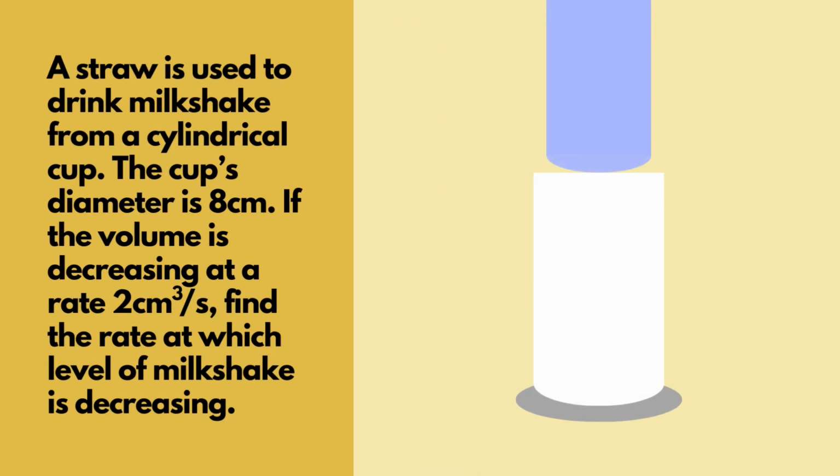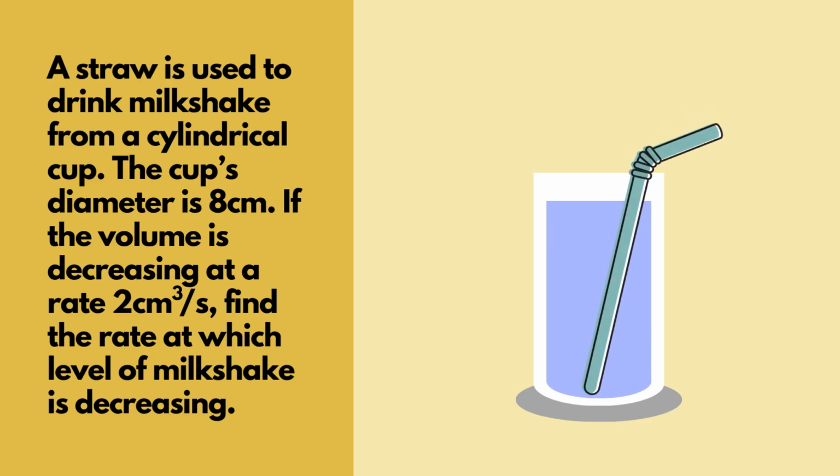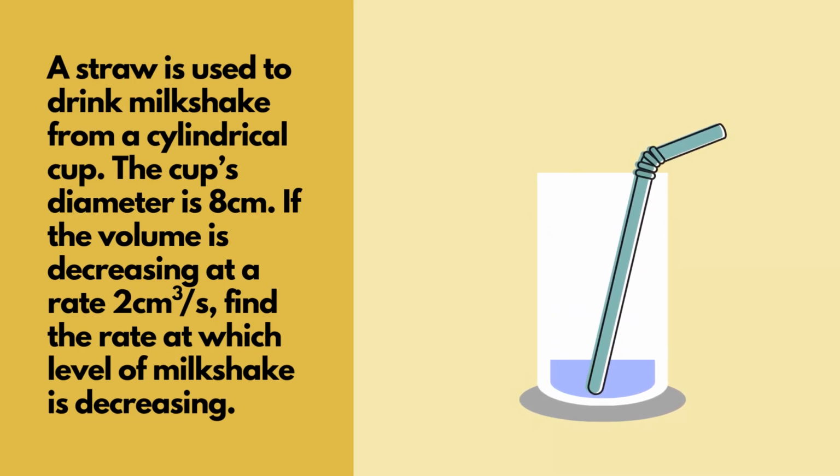A straw is used to drink milkshake from a cylindrical cup. The cup's diameter is 8 cm. If the volume is decreasing at a rate of 2 cm³ per second, find the rate at which the level of milkshake is decreasing.